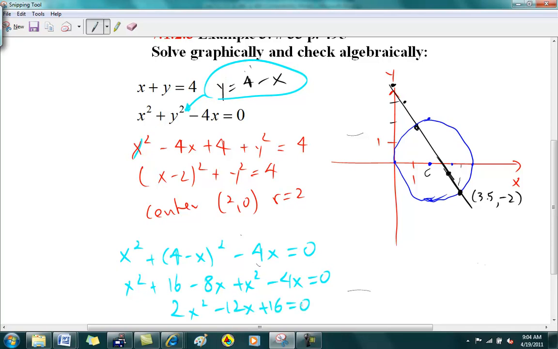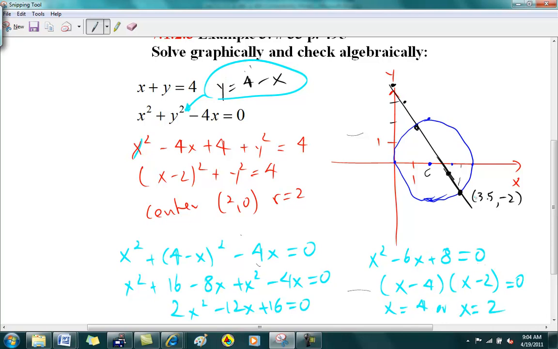And at this stage I can divide by 2 to get smaller numbers, and I get x squared minus 6x plus 8 equals 0. Well, this looks like it's factorable, so I should get (x minus 4) and (x minus 2). So x is either equal to 4 or x equals 2.